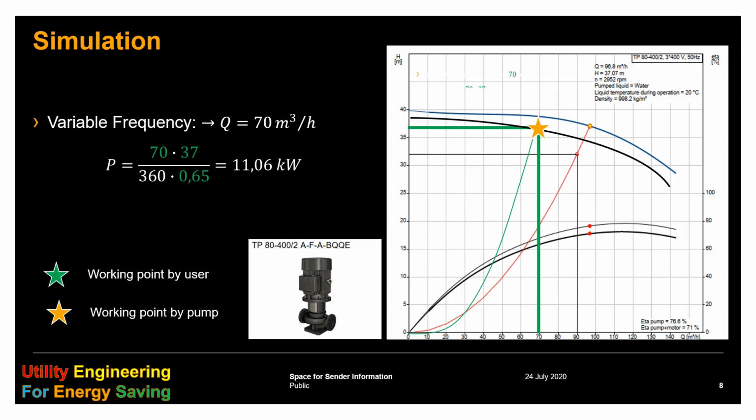With the variable frequency, we are operating at the same flow as before, 70 cubic meter per hour, but the head is not increasing. We are still at 37 meter, and the efficiency is less than before, but not so bad as by means of the flow regulation. And eventually our consumption is landing at 11 kilowatt.